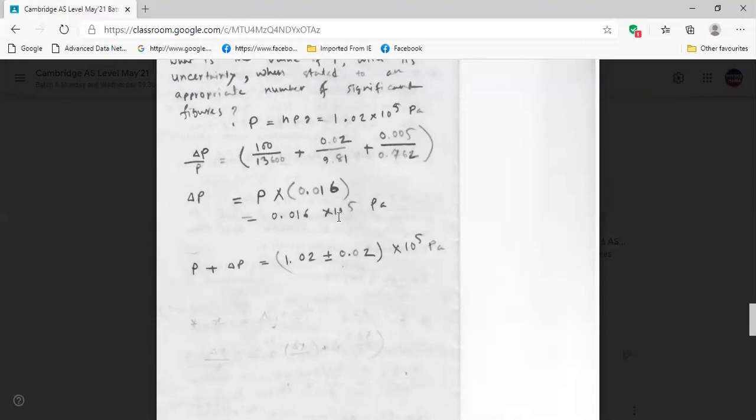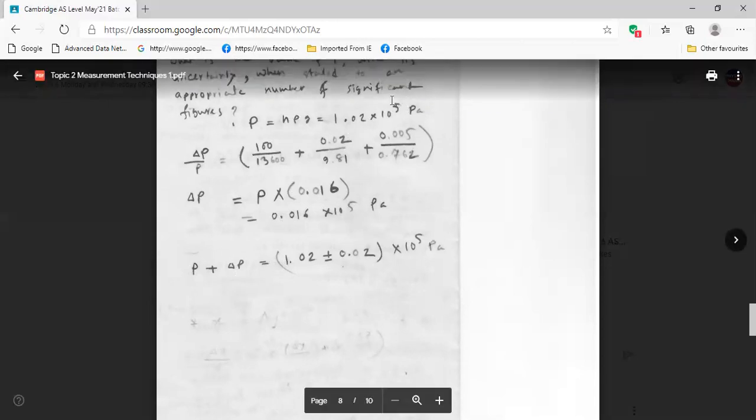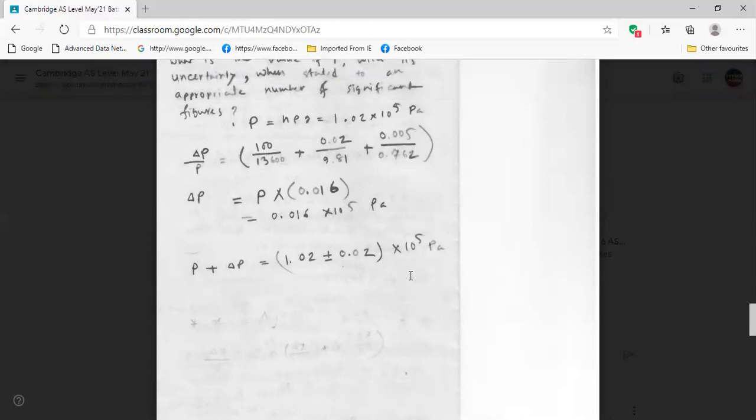We wrote it here, then we calculated everything. We got here finally 0.016 into 10 to the power 5 Pascal. So P plus del P will be 1.02 into 10 to the power 5. It has also power 5 and this one also has power 5. So we are writing both of them in bracket.